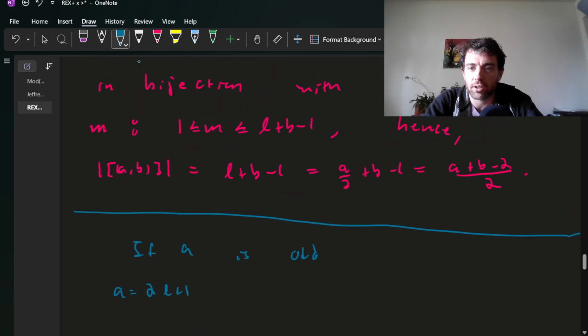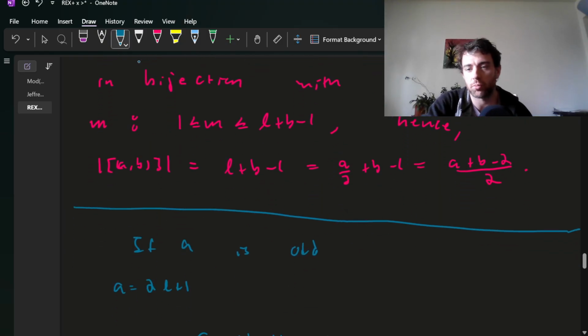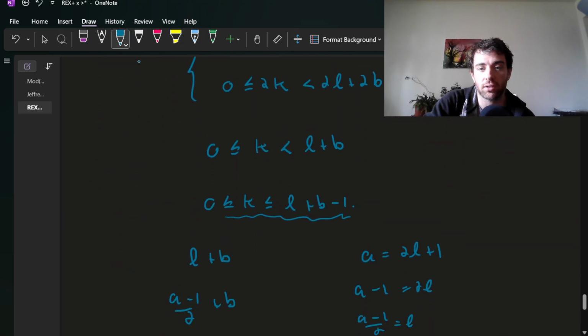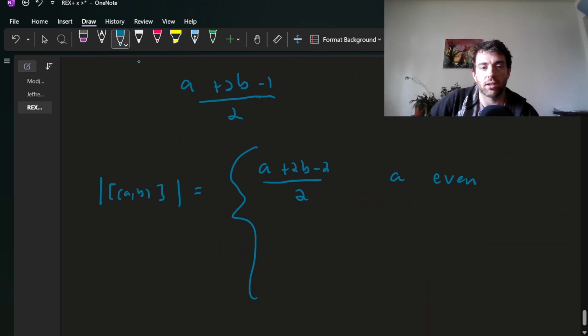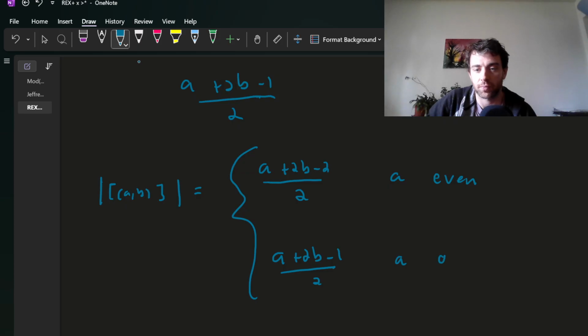Let's just double check that that is what we had. Yeah, (A + B − 2)/2 when A is even, and when A is odd, we have (A + 2B − 1)/2 for A odd.